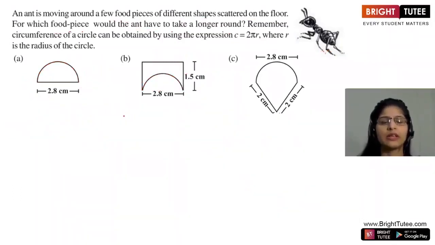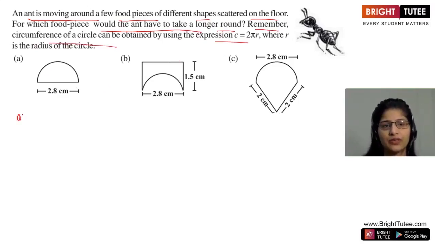Okay, so in this question it is given that an ant is moving around a few food pieces of different shapes scattered on the floor. So the ant is taking a round all over the shape, that means on the boundary. Now for which food piece would she have to take a longer round? Remember, circumference of the circle is 2 pi r, r is the radius. So for the first one, A, we know that the ant will be moving like this and also on this. What does circumference give us? Circumference just gives us the length of the curved part in the circle, not the diameter. Diameters are never included in that.